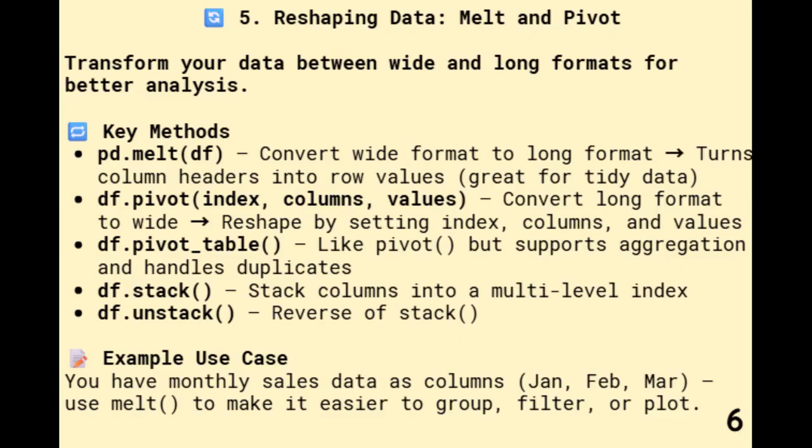Example: if you have monthly sales as columns such as January, February and March, you can use melt to transform that into a long format. This makes it easier to filter, group or plot.